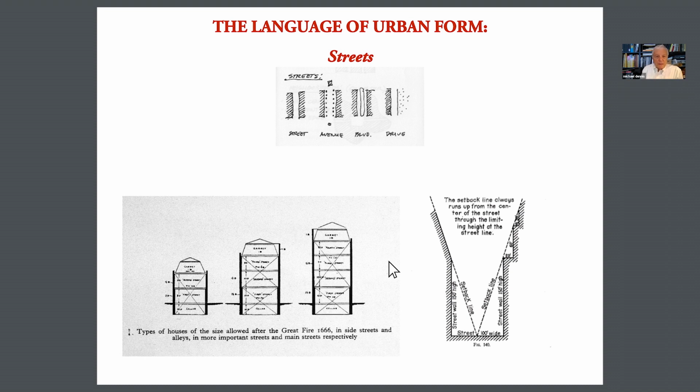On the left-hand side, this is the building regulation, the building law after the Great Fire in London in 1666. In order to rebuild, if you were building on a small street, you could build a two-story house with an attic. If you were building on a slightly bigger street, you had to build a building at least 3 stories high with an attic, and so forth and so on. Finally, to the major streets reflected on the right-hand side.